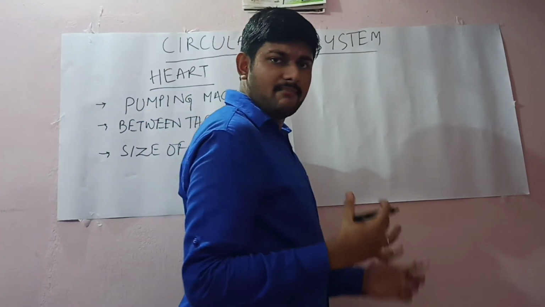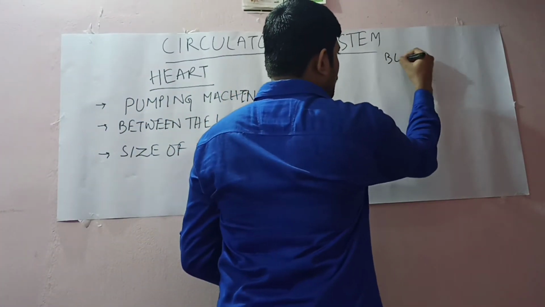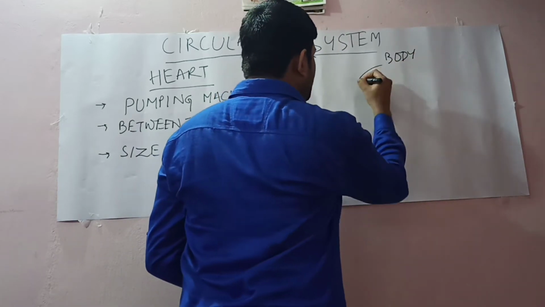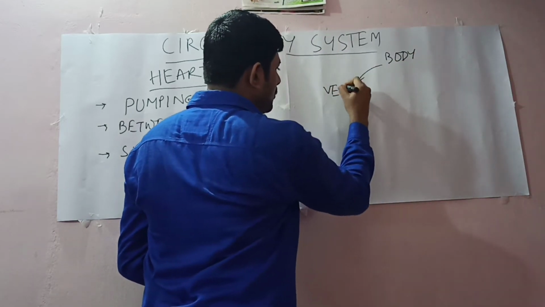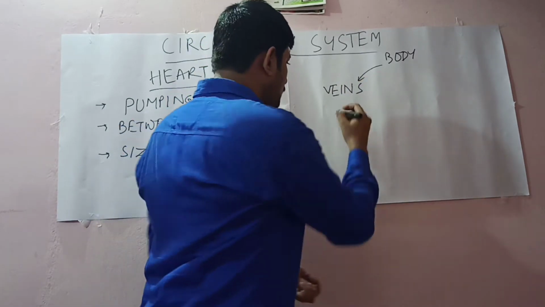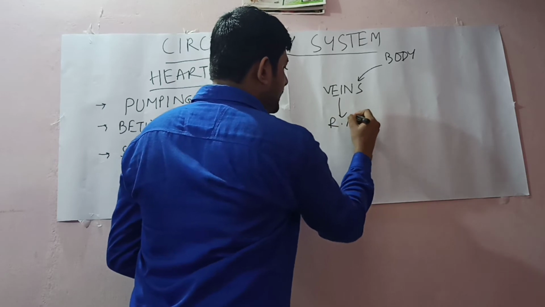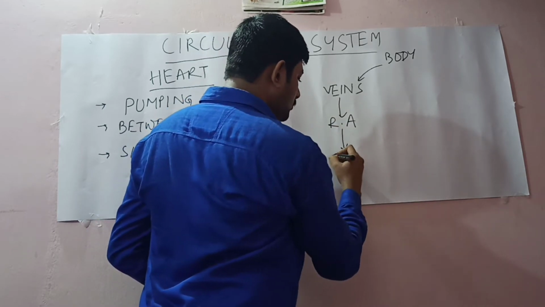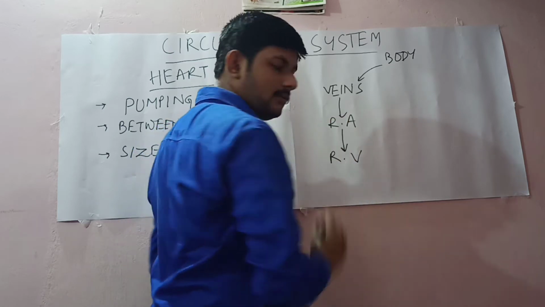The deoxygenated blood from the body is carried out by veins. So first is veins. From veins, where does it enter? It enters the right atrium, or RA. From the right atrium, it goes to the right ventricle.